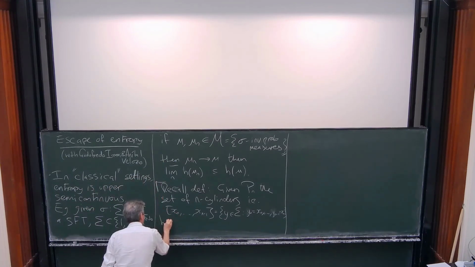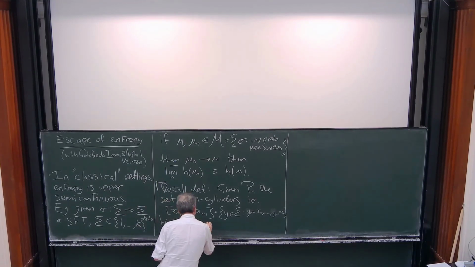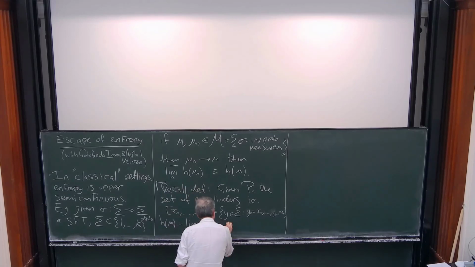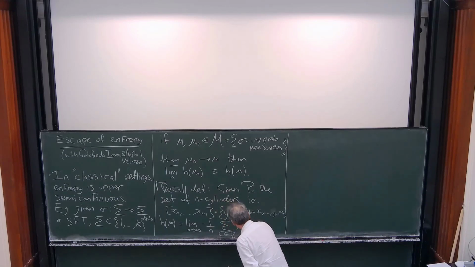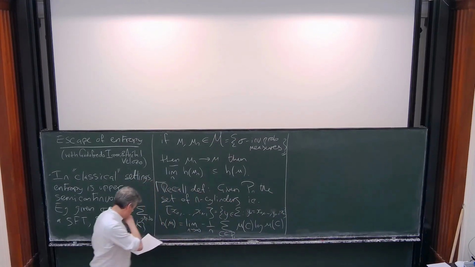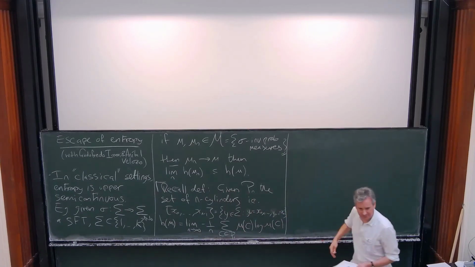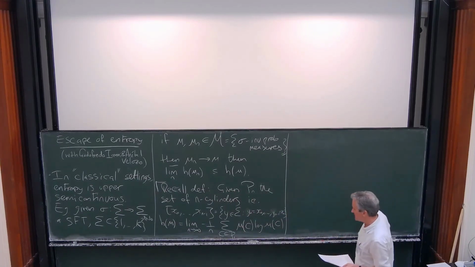Then you can write h mu is equal to the limit as n goes to infinity of minus 1 over n, sum over c in P n, of the measure of c log the measure of c. There's a minus there. That's the definition of measure theoretic entropy.